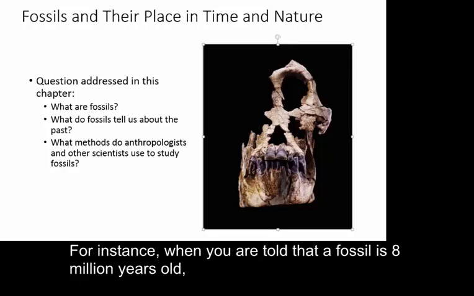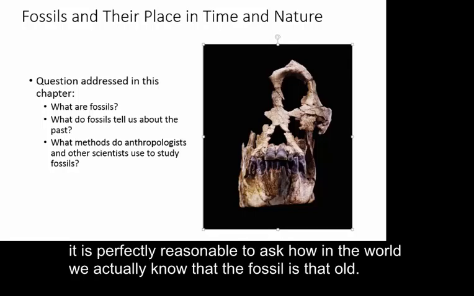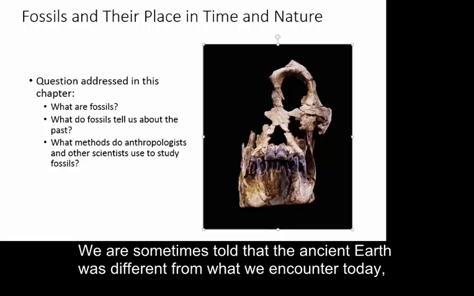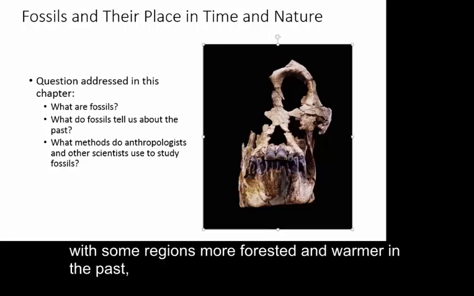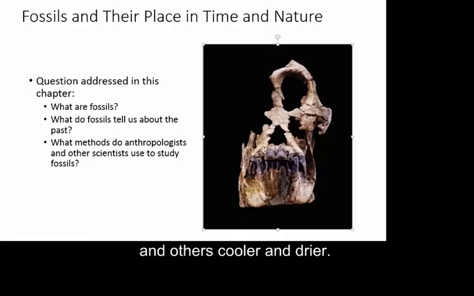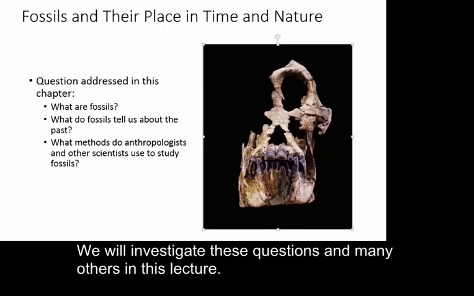For instance, when you are told that a fossil is 8 million years old, it's perfectly reasonable to ask how in the world we actually know that the fossil is that old. We are sometimes told that the ancient Earth was different from what we encounter today, with some regions more forested and warmer in the past, and others cooler and drier. But how do we actually know this? We will investigate these questions and many others in this lecture.